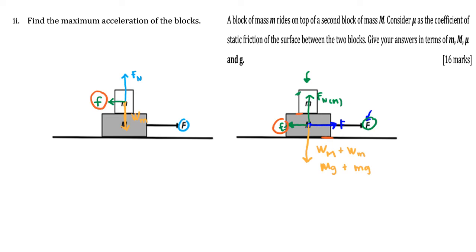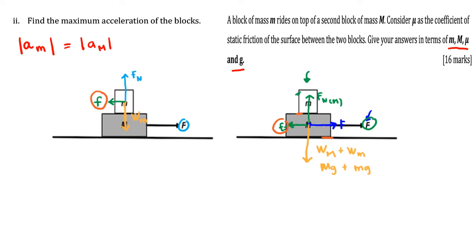Second question, find the maximum acceleration of the blocks. Remember that we had to give our answers in terms of small m, capital M, coefficient of friction, and the acceleration due to gravity. Now, since the two objects are considered as one system and they will be moving simultaneously, then it is safe to say that the magnitude of the acceleration of m, the smaller block, would be the same as the acceleration of the bigger block.